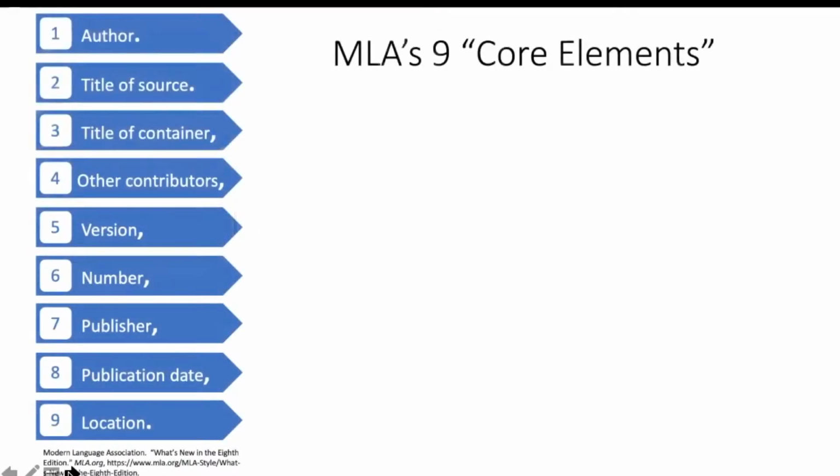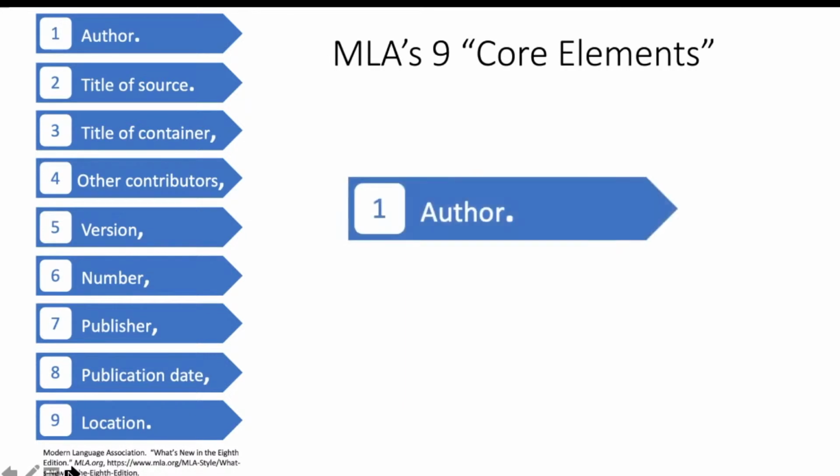The conventions for citing in the 8th edition of MLA follow this list of 9 core elements: the author, the title of the source, the title of the container, other contributors, version, number, publisher, publication date, and location.